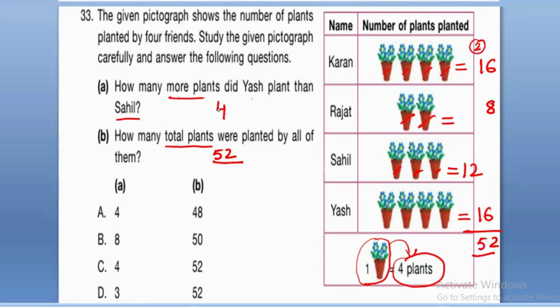Okay. So the answer of the first one is 4 and the second one is 52. So according to that, which option is the correct one? Option C. The answer of the first one is 4. The answer of the second one is 52.